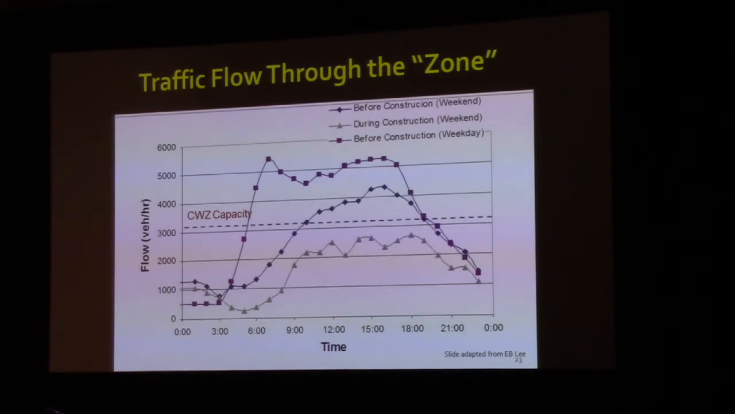So when they implemented their entire traffic management program, what did they come up with? They came up with a plan that seems to work pretty well, because that gray line, for their weekend during the actual construction, was significantly below their construction work zone capacity. So they were able to address essentially that blue line, because the blue line is what they were trying to mitigate with their plan.